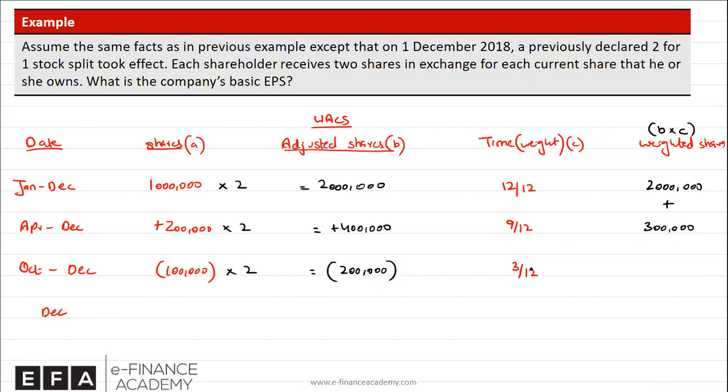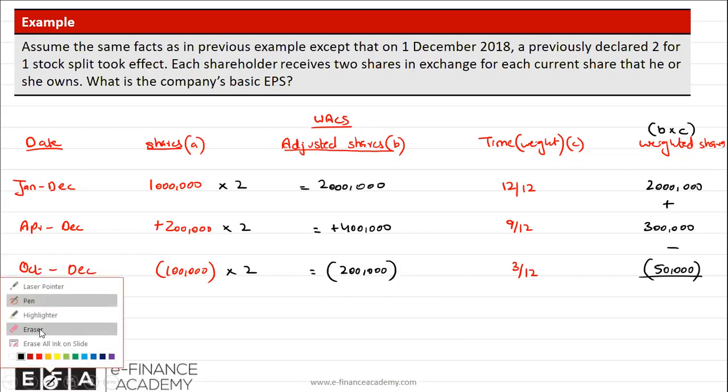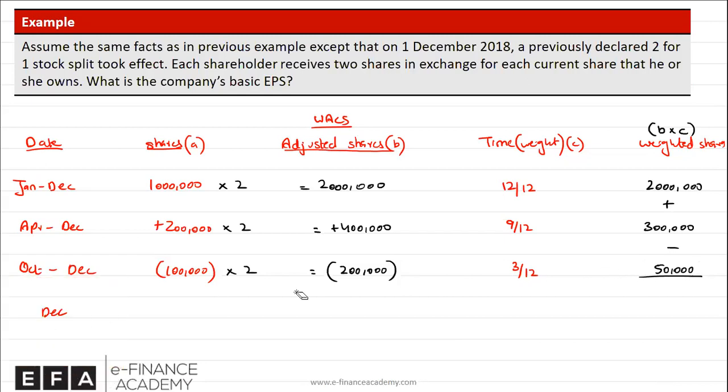And finally, 200,000 times 3 by 12, that's around 50,000 shares. You'll subtract this, just to make sure it's not a double minus. Anyways, you will subtract this and you should get 2.25 million. So 2.25 million weighted average common shares. That's how you will get the weighted average common shares.